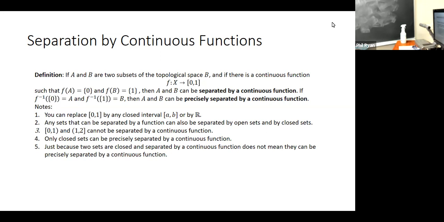So we have two subsets of a topological space. Oh, that should be an X. If there's a continuous function from X to the unit interval, such that the function is 0 on A and 1 on B, then we can say that A and B can be separated by that continuous function. More strictly then, if not only f of A equals 0, but f inverse of 0 equals A and f inverse of 1 equals B, then A and B can be precisely separated by a continuous function.